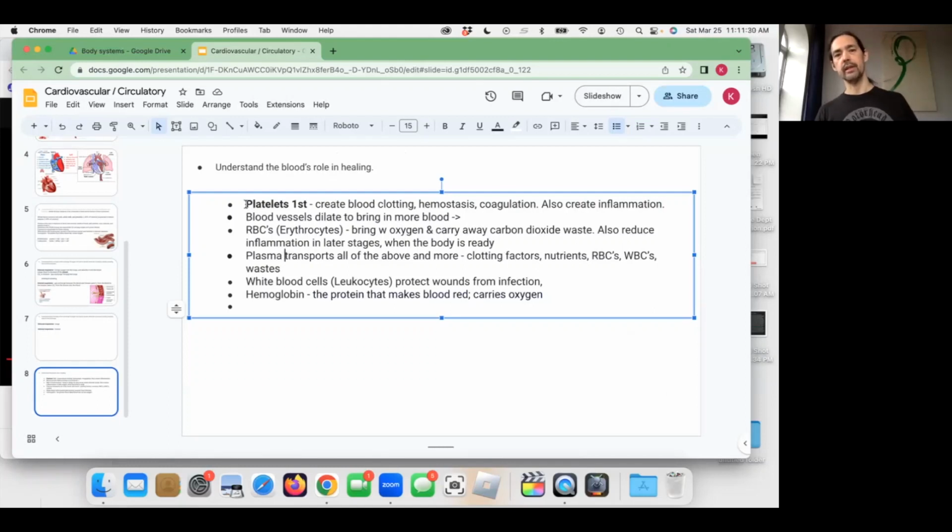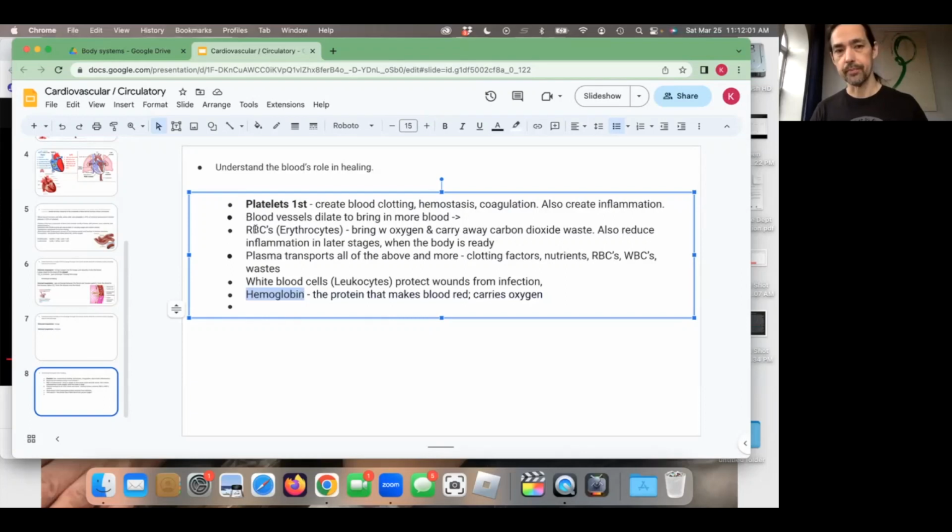So in healing, every structure in the blood, every component in the blood has a function. Remember, the components of blood are platelets, and then red blood cells or erythrocytes, erythro meaning red and cyte meaning cell, plasma, white blood cells or leukocytes, leuko meaning white and cyte meaning cell, and then hemoglobin.